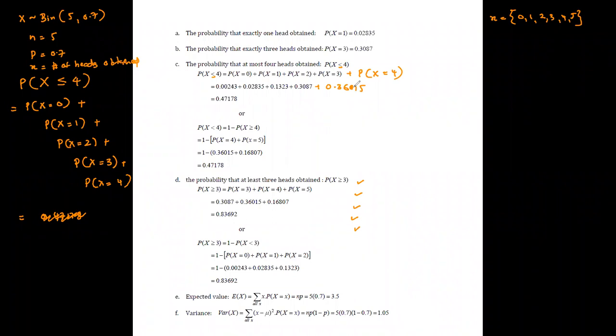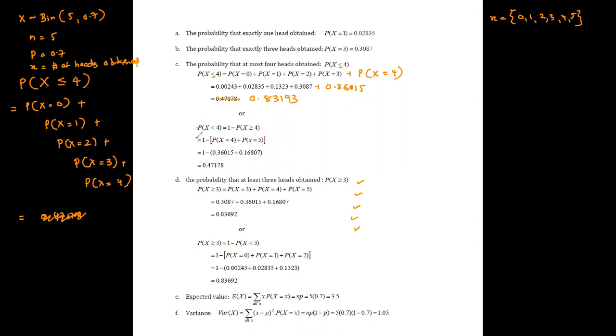Then if you go through this calculation, at most four heads, we have to add 0.471782 and 0.36015. Therefore, the probability of at most four heads is 0.83193. Therefore, this should be the correct answer.